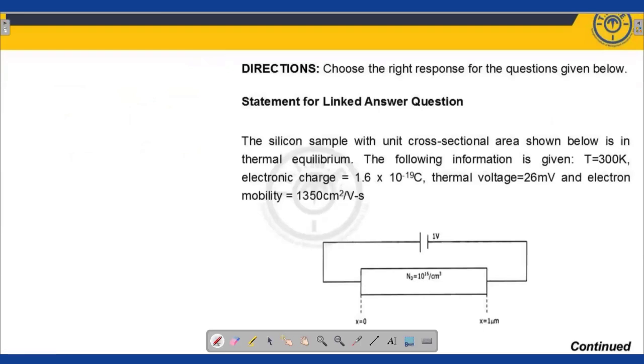This is a linked answer question. This is very important, my dear friends, how the linking of the question works, which we have done over here. This question is very important, and it will come again.